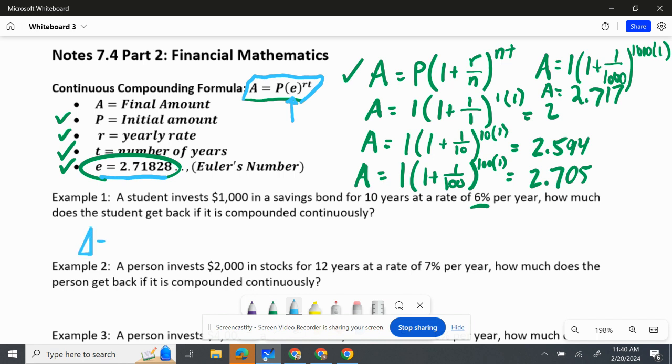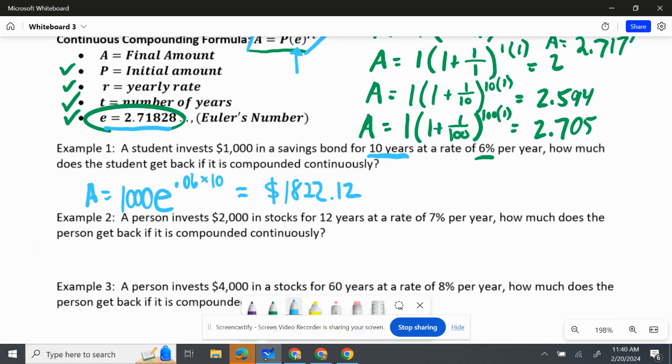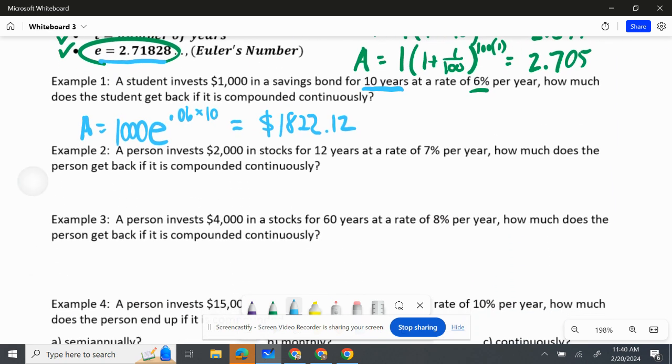So let's go to solving it. We have A equals, we have our initial amount, which is 1,000. We have e, and we're raising that to the 0.06 times 10 because it's invested for 10 years. And that right there gives us $1,822.12. Once again, make sure you're familiar with your calculator and you're getting these values.